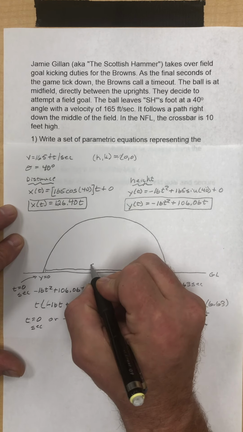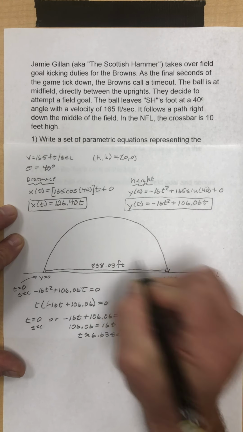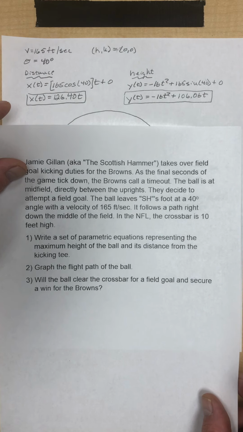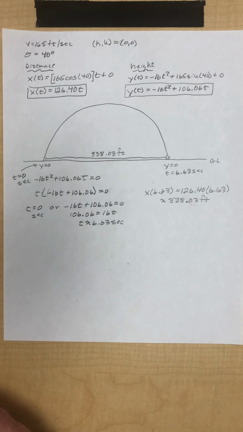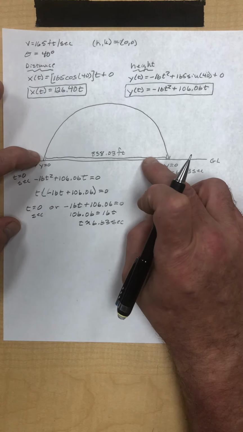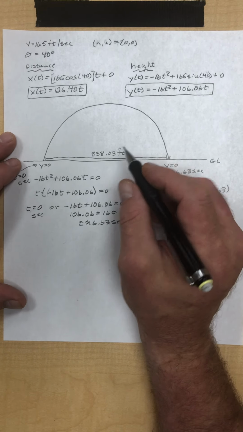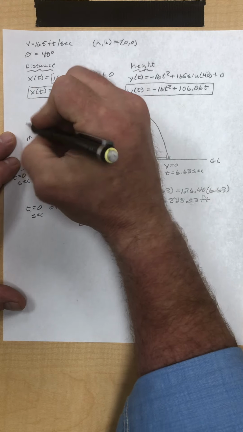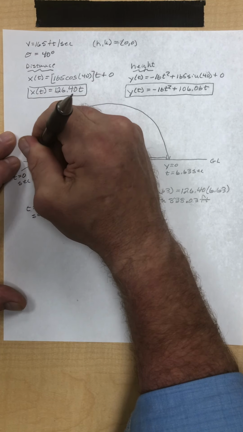So let's see, we have 838.03 feet. All right, so let's see, what do we got to do next? Wants to know, did he actually make the field goal? Okay, so let's see what happens. All right, so how far is the field goal? Well, let's see. Okay, it said the ball was at midfield, which is at the 50-yard line.